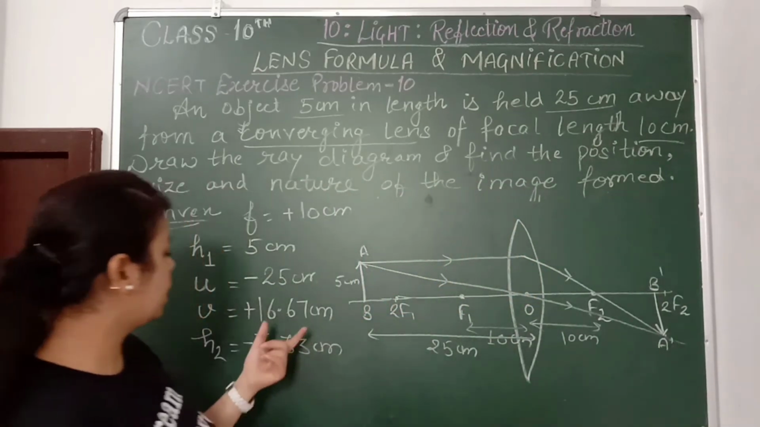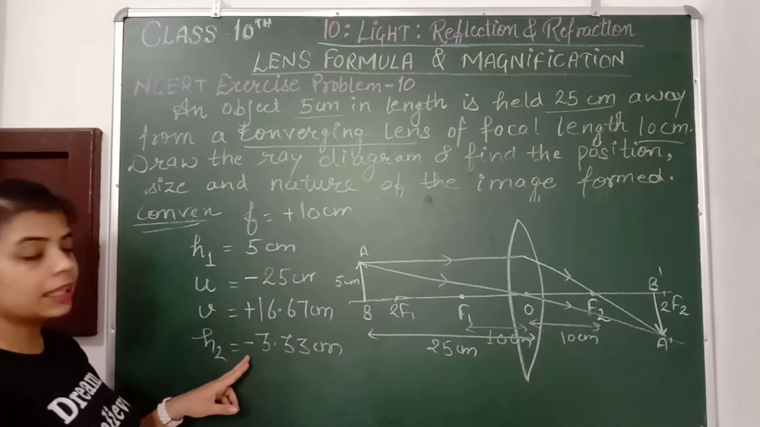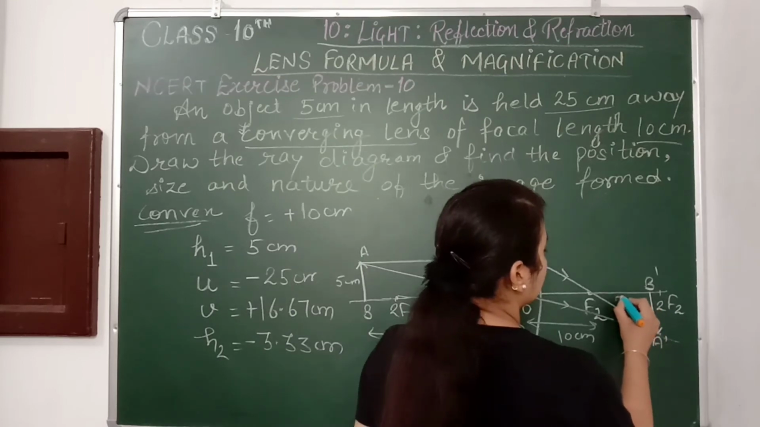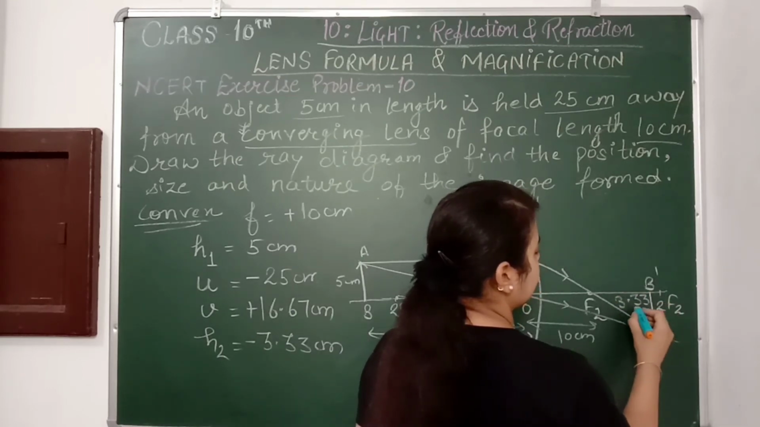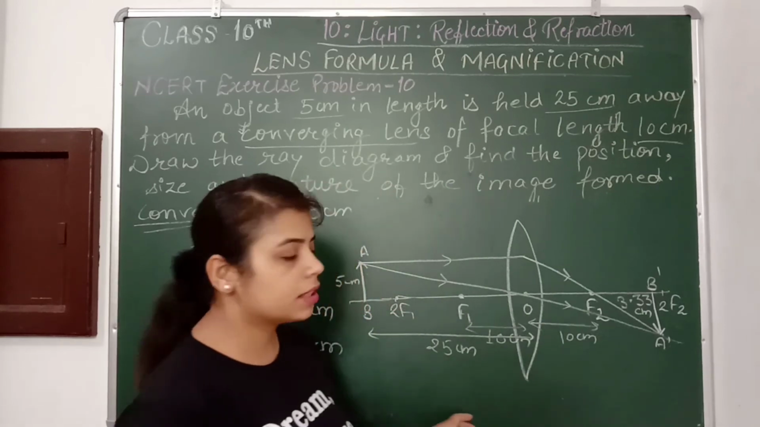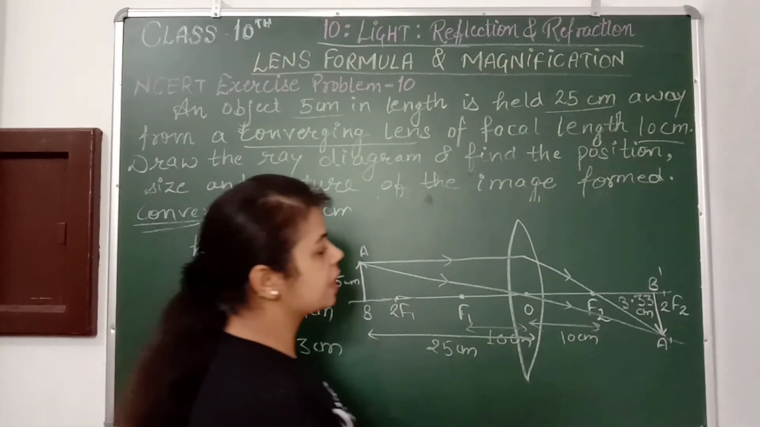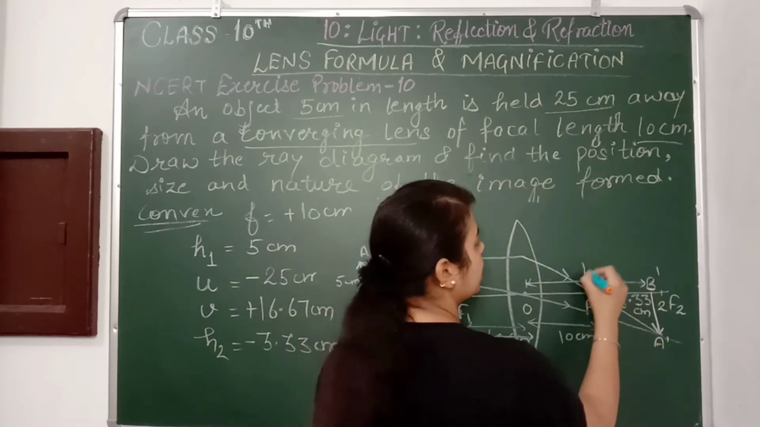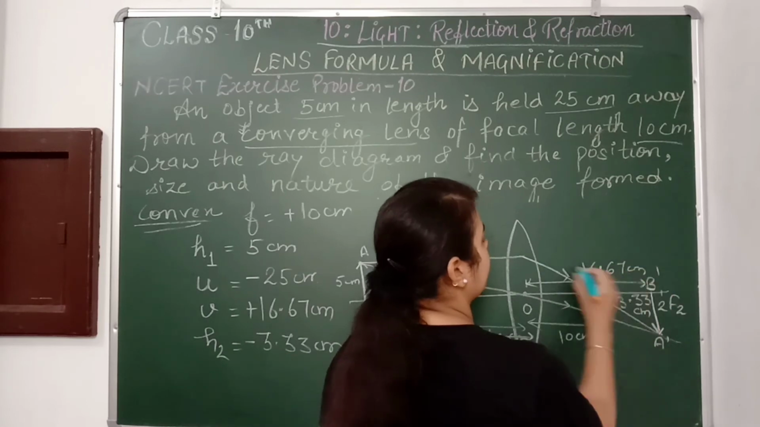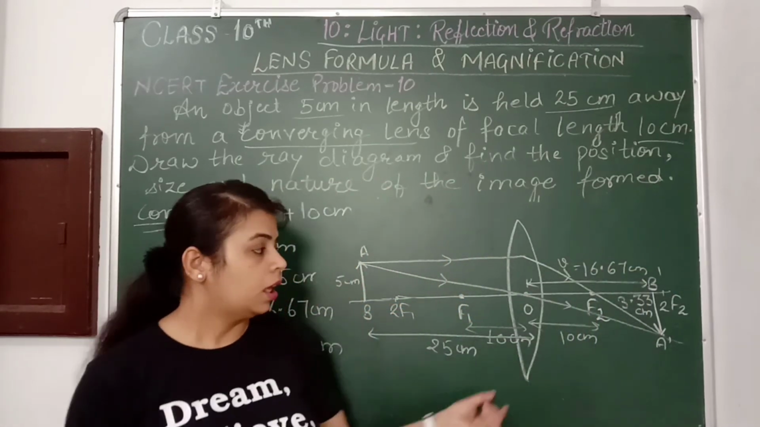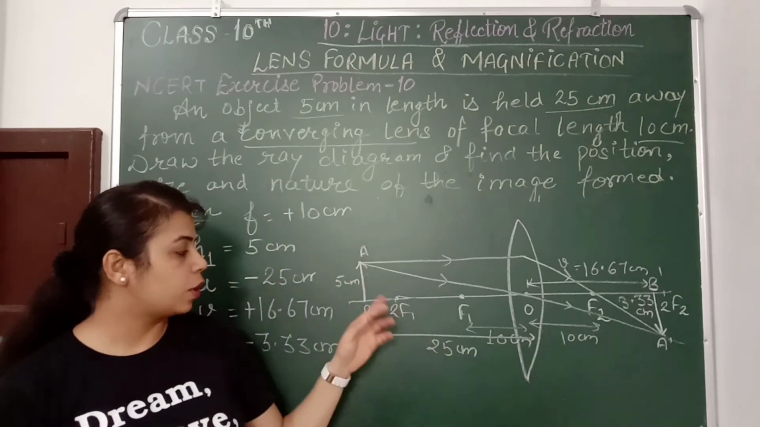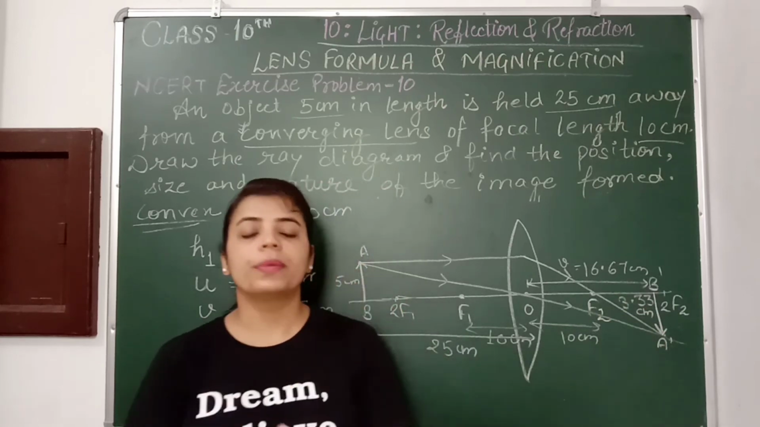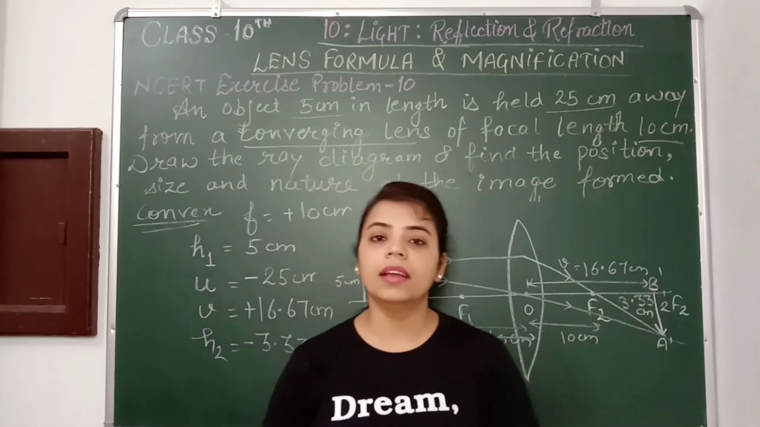Height of image would be 3.33 centimeter. Also it is negative, which means the image formed is negative, which is also true here. The height of image is 3.33 centimeter. And the image distance is 16.67 centimeters. So the distance between optical center and this point B dash would be 16.67 centimeters. So here the object given is beyond 2f and the image is formed between f and 2f. Image formed is diminished as well as real and inverted.